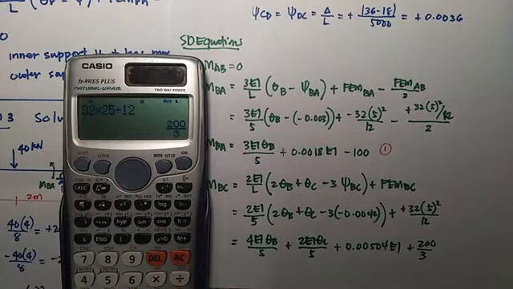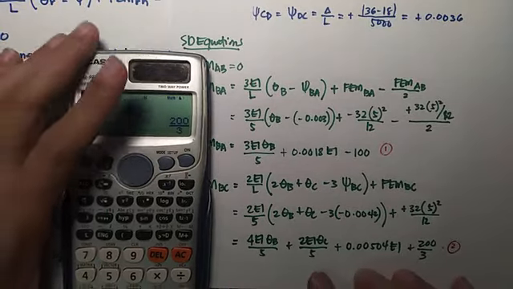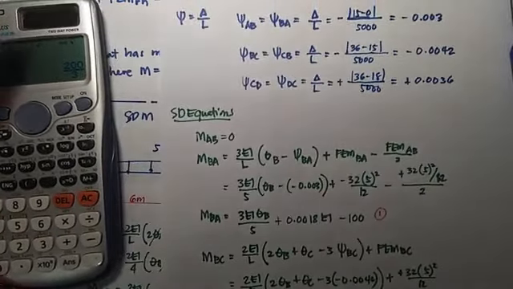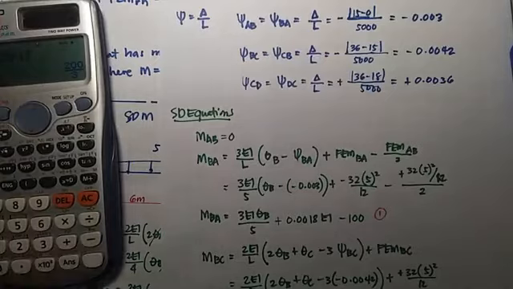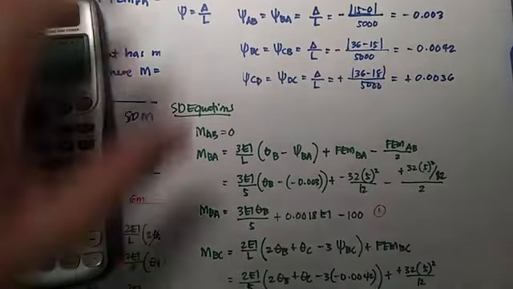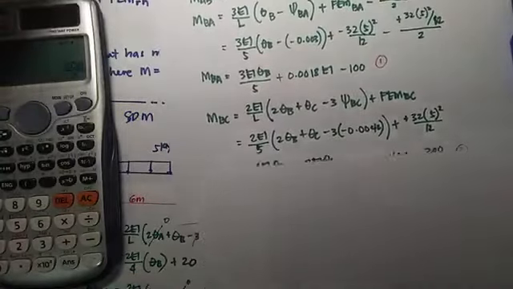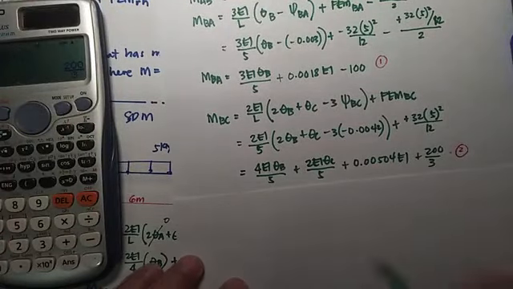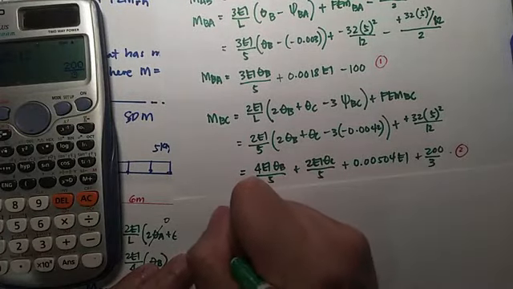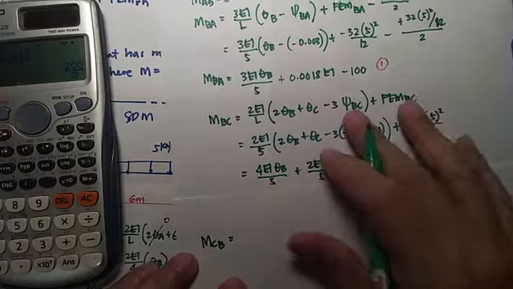Over 3. So that would be our second equation. Now, next. How about moment sa CB? Moment naman tayo sa CB.